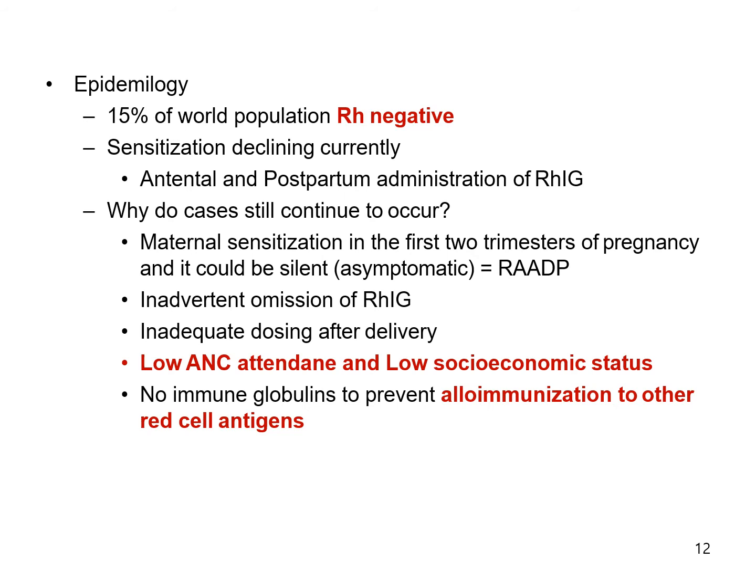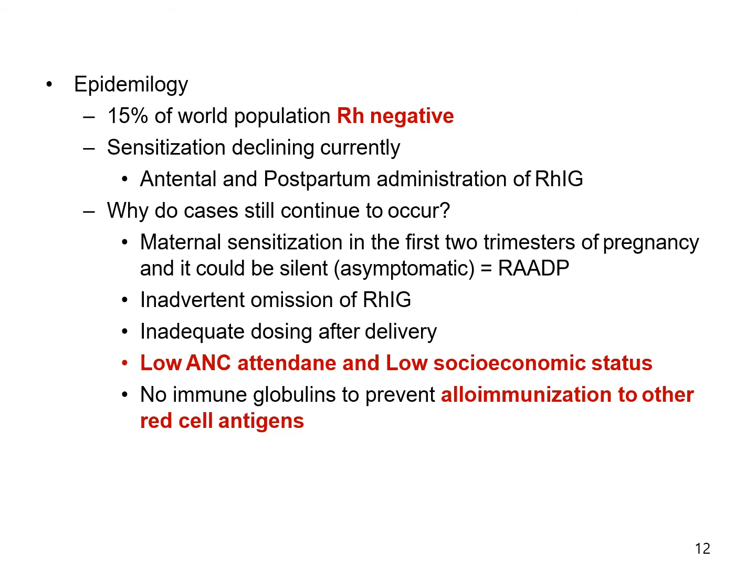15% of the world population is Rh negative. Sensitization is declining currently because of the antenatal and postpartum administration of Rh immunoglobulins. Why do cases still continue to occur? Because we have some maternal sensitization in the first 2 trimesters of pregnancy, and it could be silent. And because of this, we introduce the routine antenatal anti-D prophylaxis.